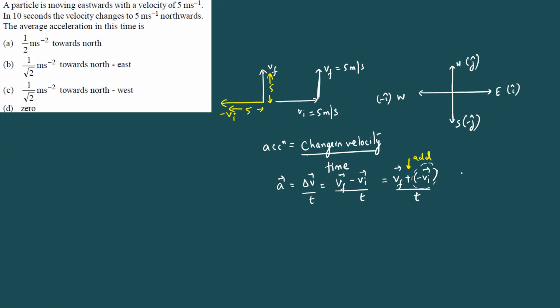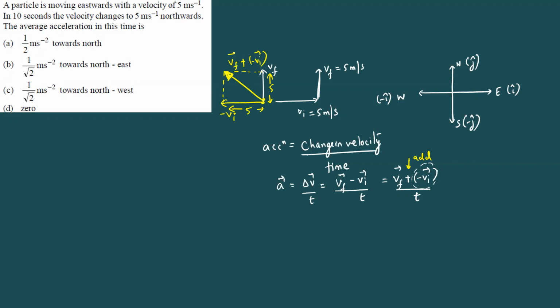And how do you add? We can add them using parallelogram law or triangle law. Since I have made the tails of v final and negative v initial coincide, I'll make use of parallelogram law. So complete the parallelogram. Draw a parallel side for v initial, that is minus v initial, and for v final draw a parallel side and complete the parallelogram. The diagonal is going to represent the resultant. This is nothing but the addition of v final plus the negative of v initial vector.